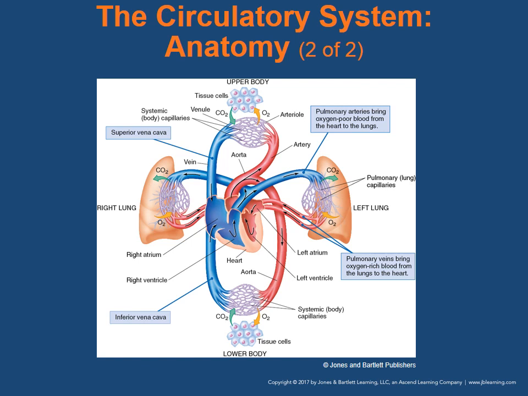Once it goes through the tricuspid valve, we're in the right ventricle. From the right ventricle, remember this is deoxygenated blood, that's why it's in blue. Deoxygenated blood is going to go from the right ventricle to the pulmonary artery through the pulmonic valve right here, and then it's going to go to the right and the left lung.